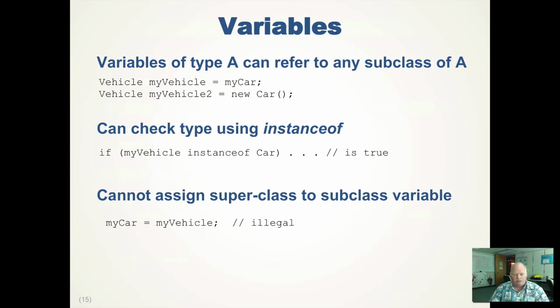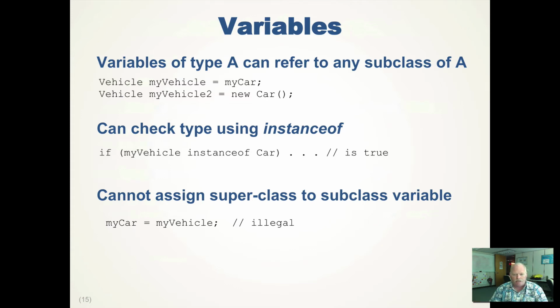So now we talked about having a variable. What about the differences of Vehicle myVehicle, which is a variable of type Vehicle, and we can assign it a variable whose type is Car. So myCar is of type Car, but since Car is a subclass of Vehicle, we can assign that variable into a variable of a parent class or a superclass variable. We can also just directly say myVehicle2 is equal to new Car. So we didn't construct a Vehicle, we constructed a Car, but since Car is a subclass, we can assign it to the superclass.